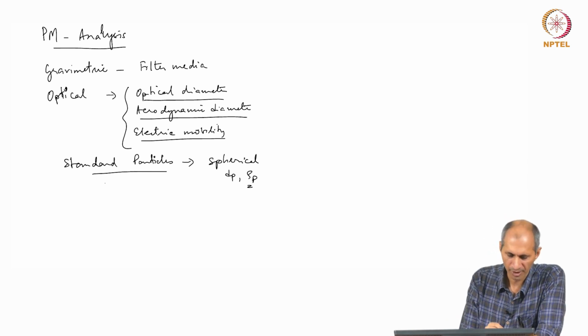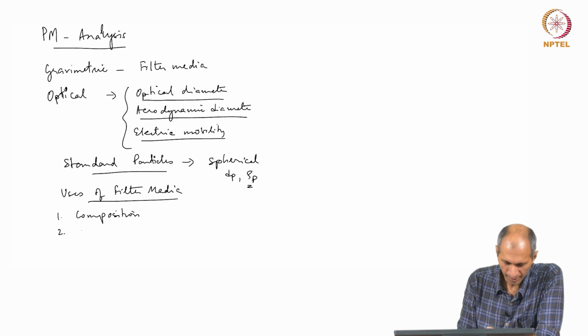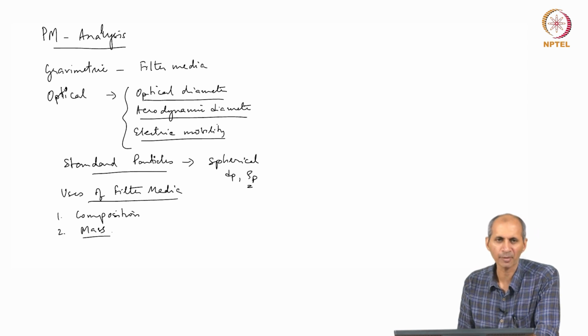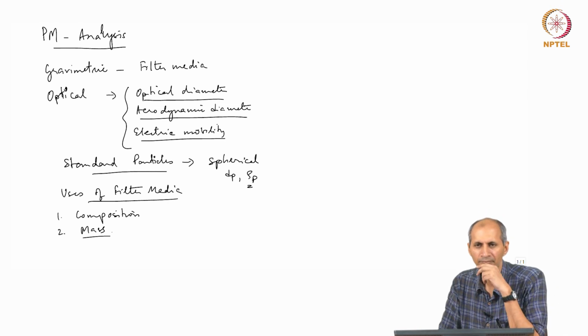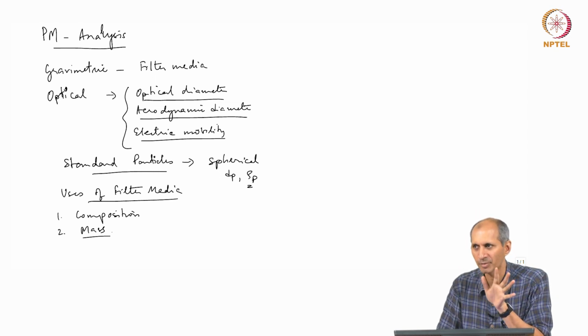So, we are also talking about the advantages of using a filter, the purpose of using a filter. One of the main things is composition. Second is mass. See, mass is a very fundamental quantity. People want to see particles. If I show them a filter paper and say that the sample that you have collected is dirty, this is the mass that is there in the atmosphere, people will believe you.